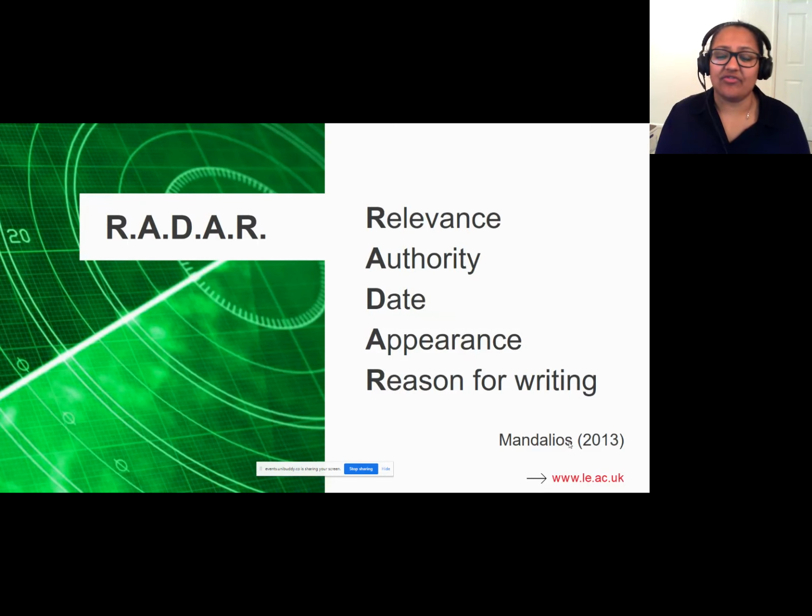So does it have relevance? Does it have authority? When was it written? So the dates. How does it look? So how does it appear? That could be things like how it's written structurally, is the grammar correct, that kind of thing. And what was the reason for writing it? Was it in response to something? Was it as a result of some research that was undertaken in a laboratory, for example? Is it a comment on something else? So what was the reason for that piece of writing or that piece of text to be published in the first place? So if you think about RADAR, it will help give you an understanding of how reliable the source is.